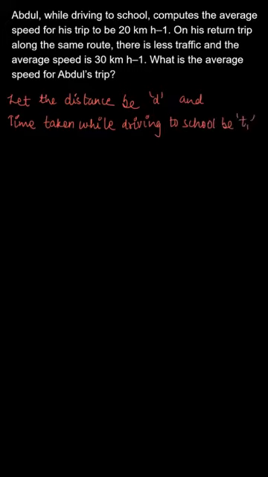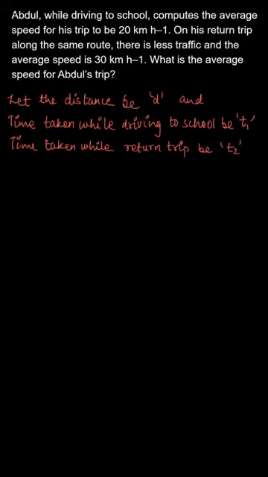Now, let us assume that the distance traveled by Abdul while driving to school is d, the time taken for him to travel to school is t1, and the time taken by Abdul on his return trip back home is t2.